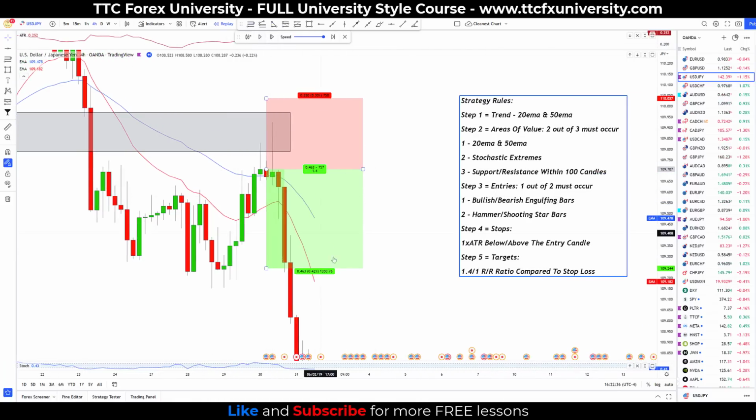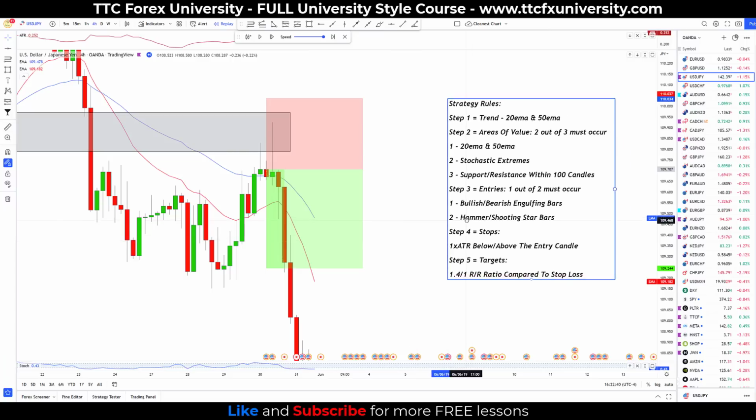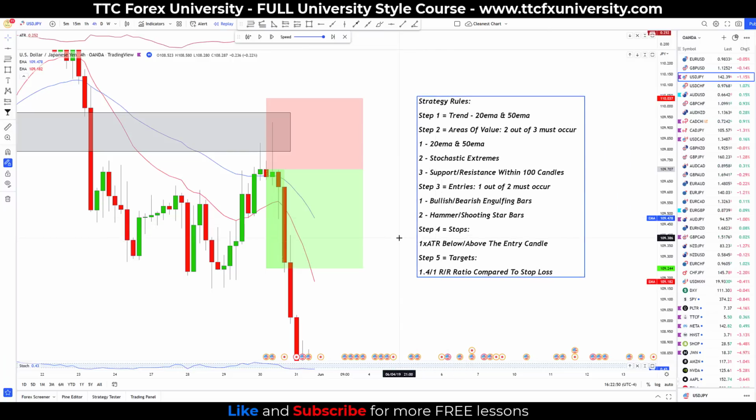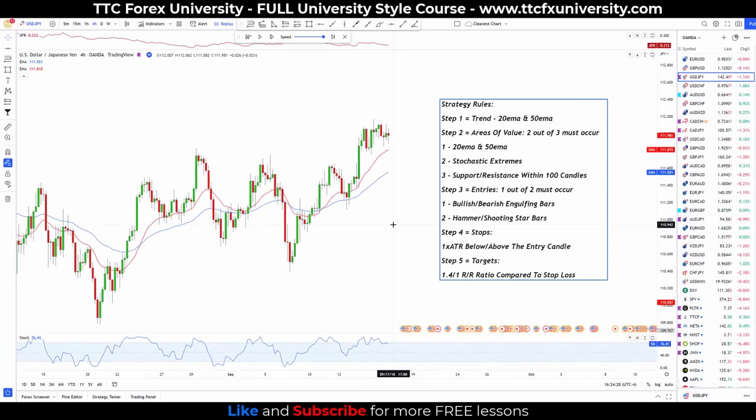As you can see, quickly pushing down to hit targets. Obviously, it won't happen like that all the time, and I'll give you an example of losses in just a second. But for now, let's move on to the final combination of areas of value we can have to support a good trading opportunity. In this example, I'm going to show you how I would actually prepare for the trade.